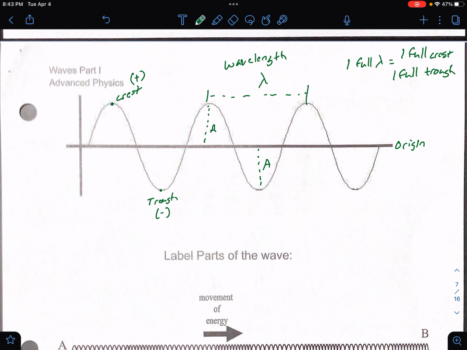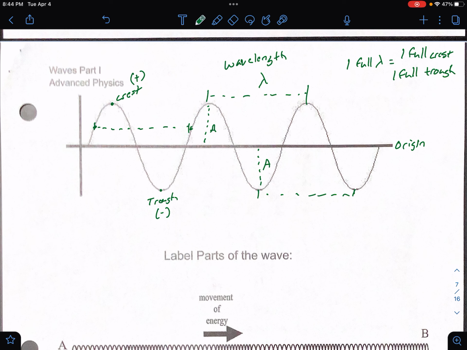Now, there could be multiple wavelengths. You could go from a trough to a trough. You could do crest to crest, like I already showed you. Or you could even go from this point here to this point here, as long as you start and end in the same spot, and you have one full crest and one full trough. That would be a full wavelength.